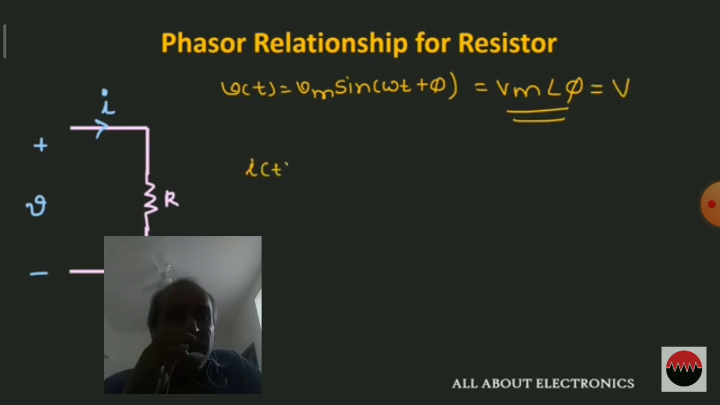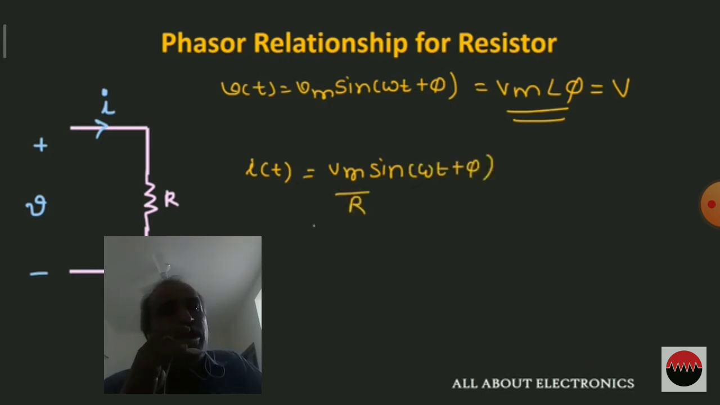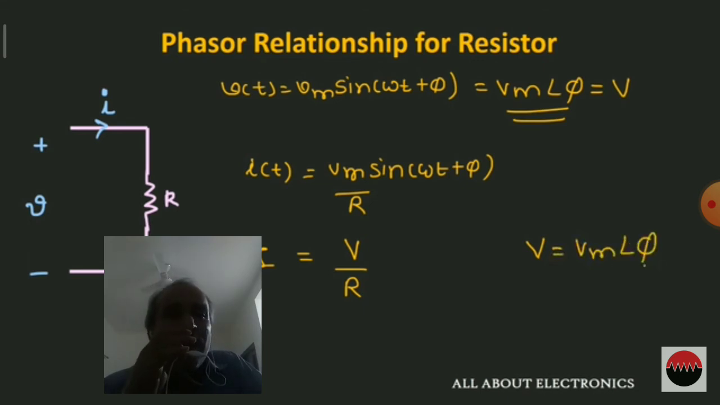What is the current through it? The instantaneous current i(t) = Vm sin(ωt + φ) / R. Just divide the above equation by R. i = Vm/R, and Vm sin(ωt + φ) is nothing but V, so I = V/R, or V = R I, with Vm ∠φ as shown above.